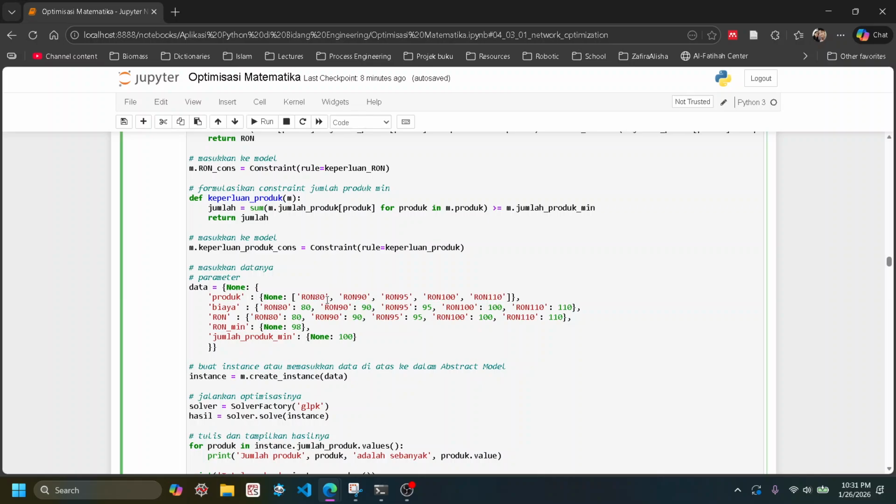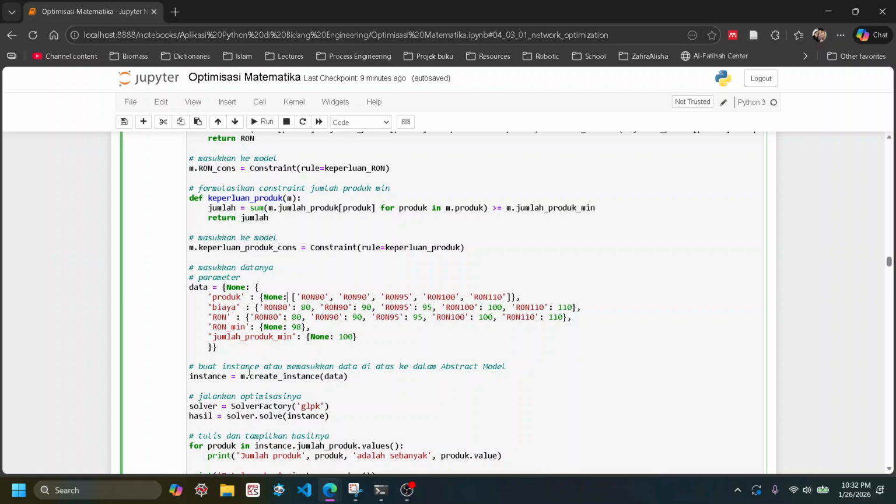So now we define the parameters, right? The products would be like fuel octane 80, 90, 95 until 110, and the cost for octane 80 is like 80, octane 90 is 90, octane 95 is 95, like that. So I make it so easy. And for the octane it should be the other way around, right? The higher the octane, the more expensive it is. The minimum octane number is 98, and we need to make at least 100.